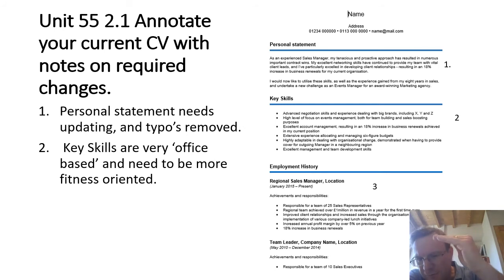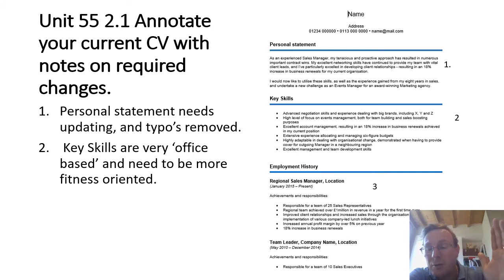You're having a very close read in line with the feedback that I gave, and you're just noting on it numbers 1, 2, 3. I would say most of your CVs, you're looking for between 5 and 10 changes. So you just pop in the number on your CV where you've spotted an error or something that needs to be changed.